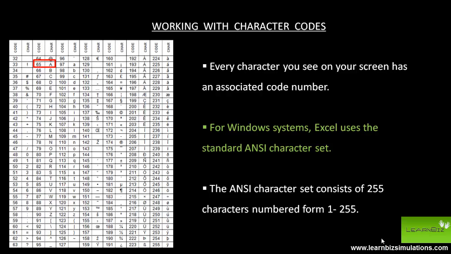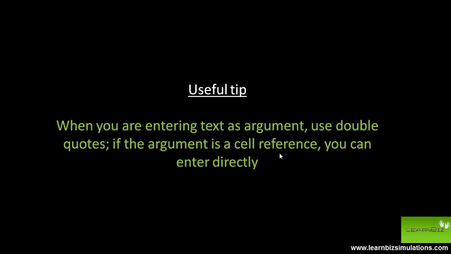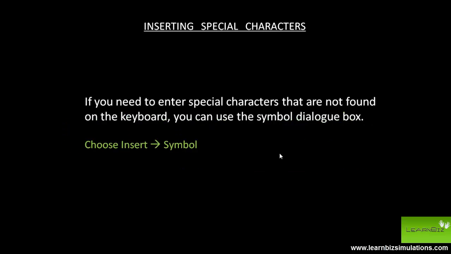Two functions come into play when dealing with character codes, CODE and CHAR. The CODE function returns the ANSI code while the CHAR function returns the corresponding character to the code number in the argument. As shown in the example, CODE of A returns the value 65 and CHAR of 65 returns A. When you are entering text as argument, use double quotes. If the argument is a cell reference, you can use it directly.